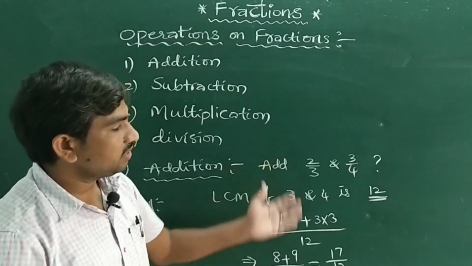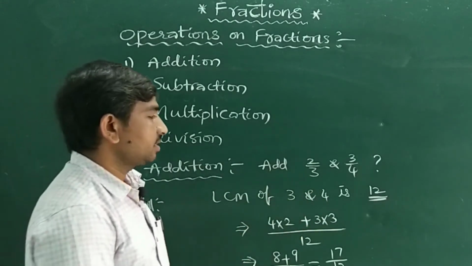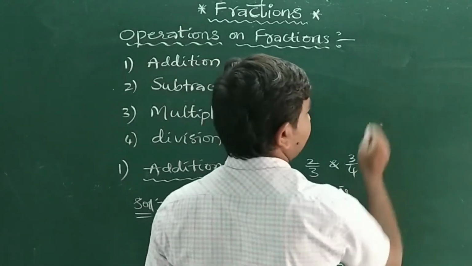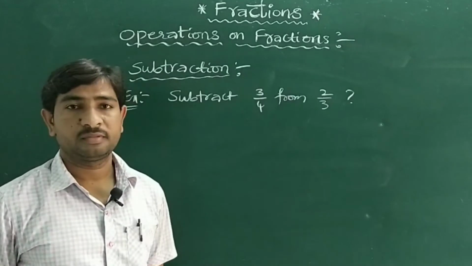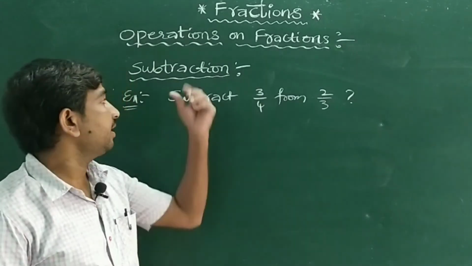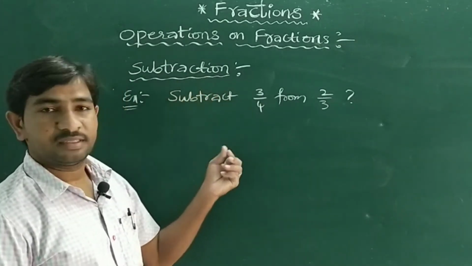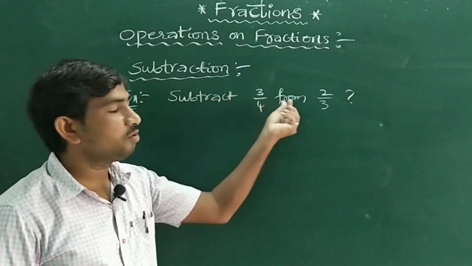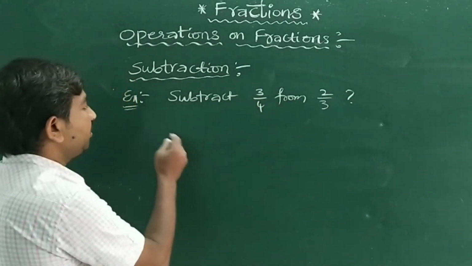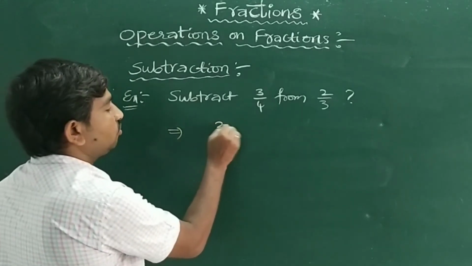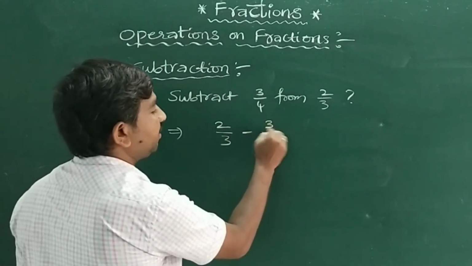So now what is the subtraction? What is the subtraction of the fractions? Okay. Now see the second operation, subtraction. So for example, subtract 3 by 4 from 2 by 3. Subtract 3 by 4 from 2 by 3. So you can write it as what? So 2 by 3 first, minus 3 by 4.